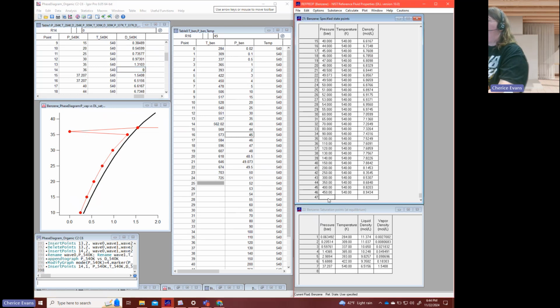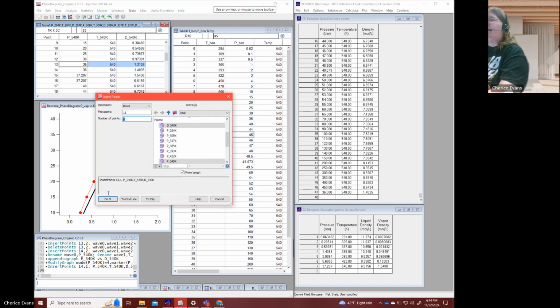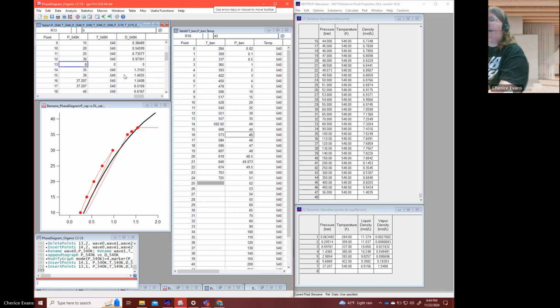I'll just come over here and tell it I want to calculate 36 bar at a temperature of 540. And it's going to give me the density. And now you see I have a smooth point there. And I'm going to put another one right here. And again, I'm going to just evenly space it there.